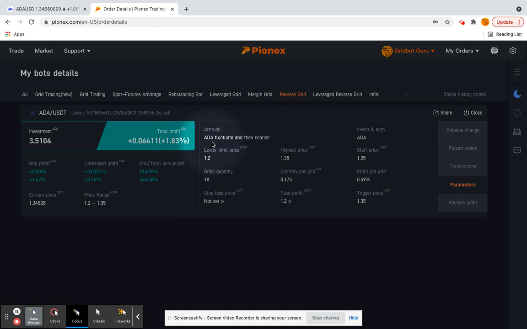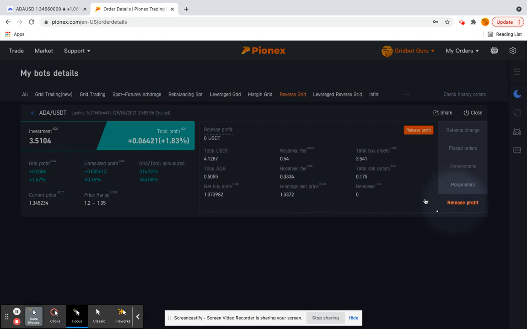All right, so I'm already in really good profit. I'm doing a trailing buy or a reverse grid. My trigger price is 1.35, so I am 6 cents in the green right now. I've gained 1.83%. My investment was $3.51. Here's my grid profit down here. Release profit, is that the one? Yes. All right.